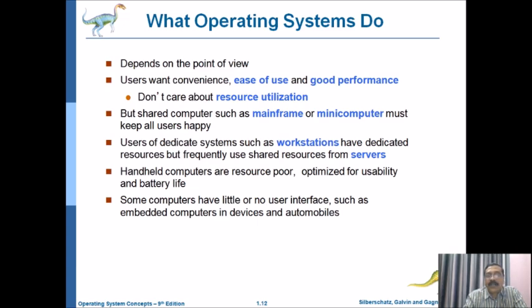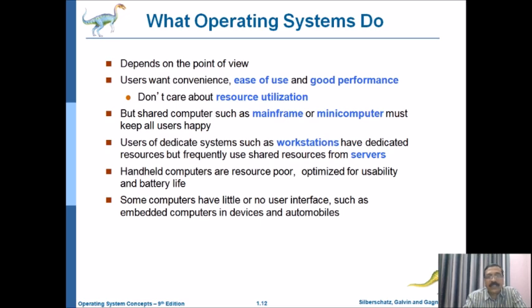What does an operating system do? It depends on the point of view. Users want convenience, ease of use, and good performance. They don't care about resource utilization. The user didn't know what an operating system does inside. He only wants convenience of use, to use his laptop or computer in a convenient way.